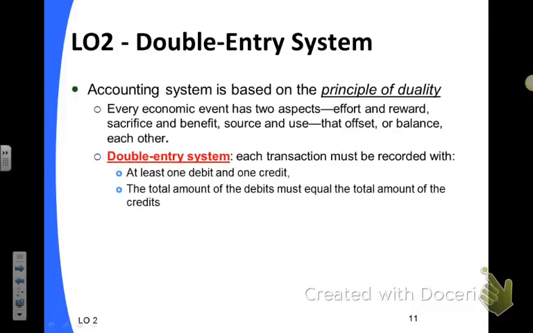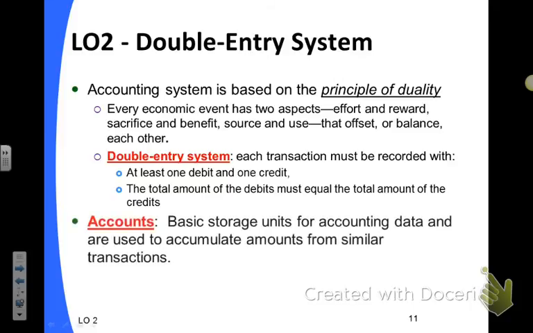So as we know, the accounting system is based upon a principle of duality, meaning for every economic event, there are at least two accounts that are going to be affected. Those two are going to offset each other. And if we go back to our rules from the first semester, we remember that with every transaction we have at least one debit and one credit that are of equal value. So our debits and our credits have to equal each other.